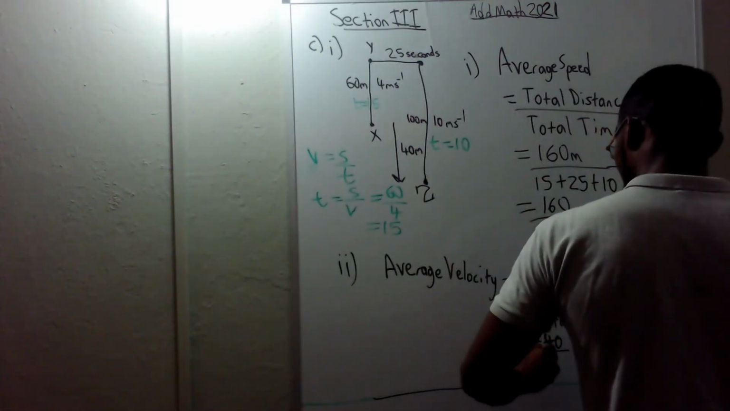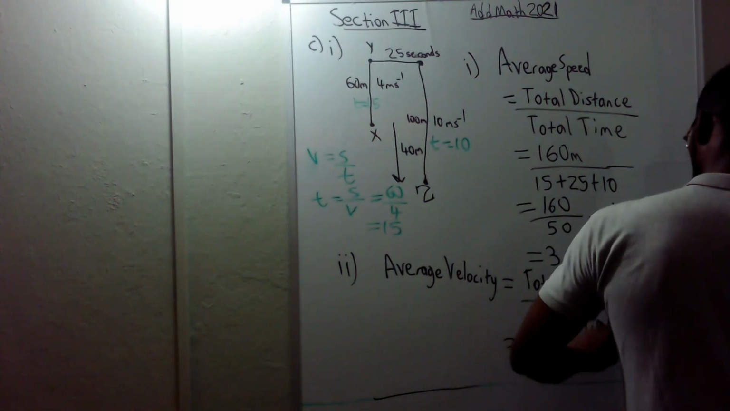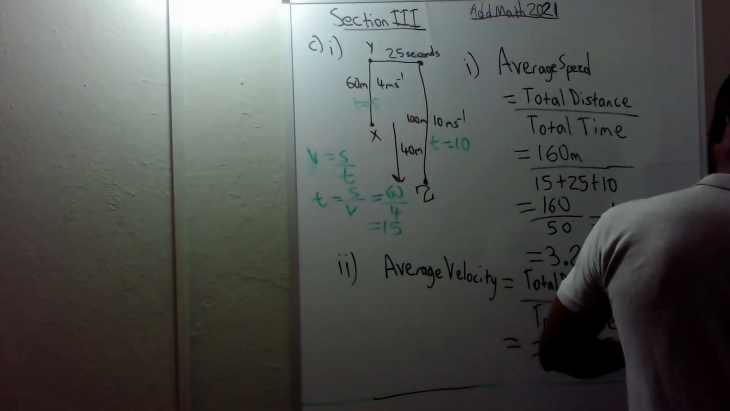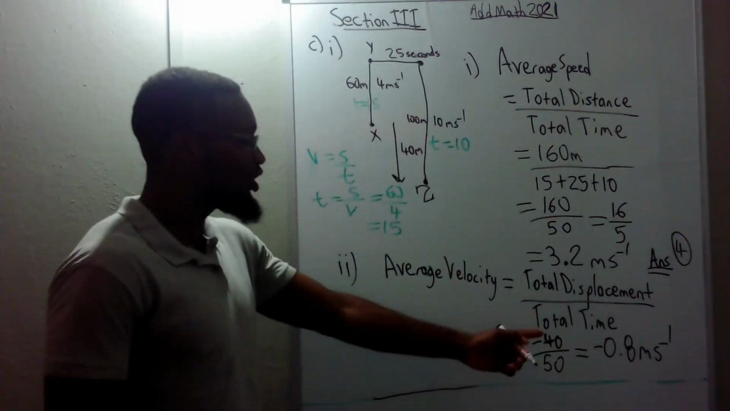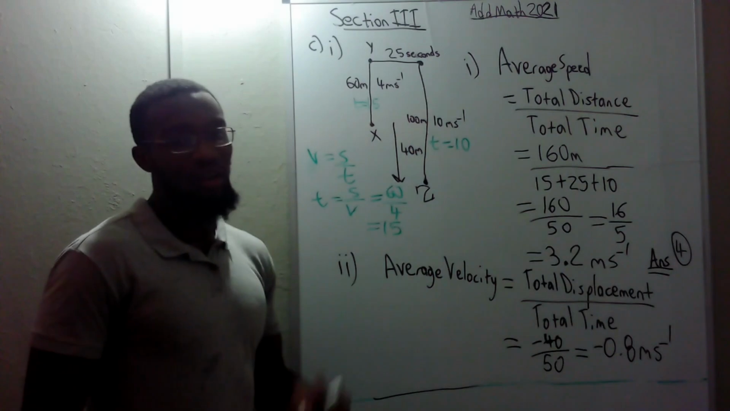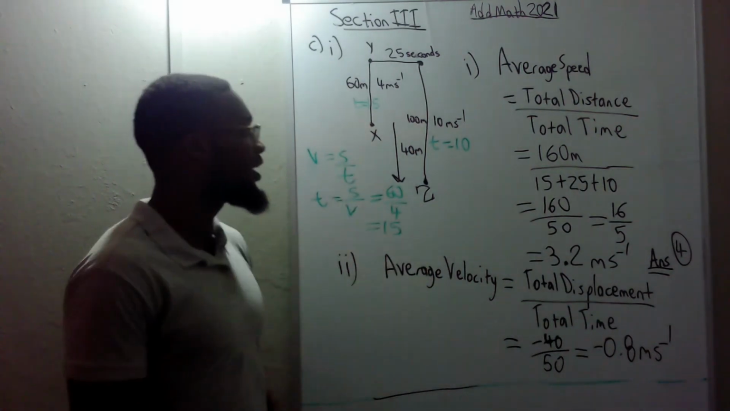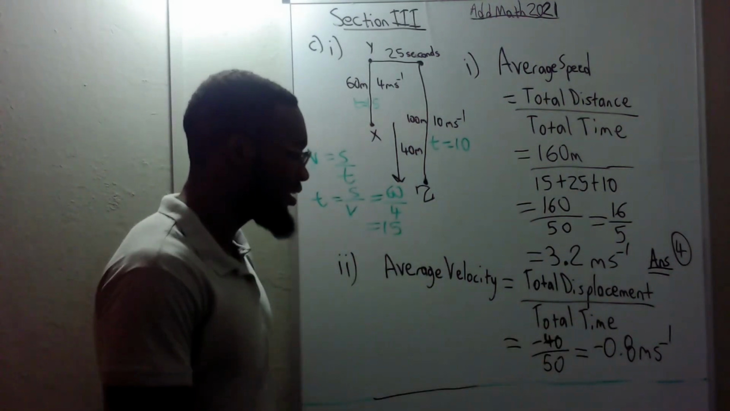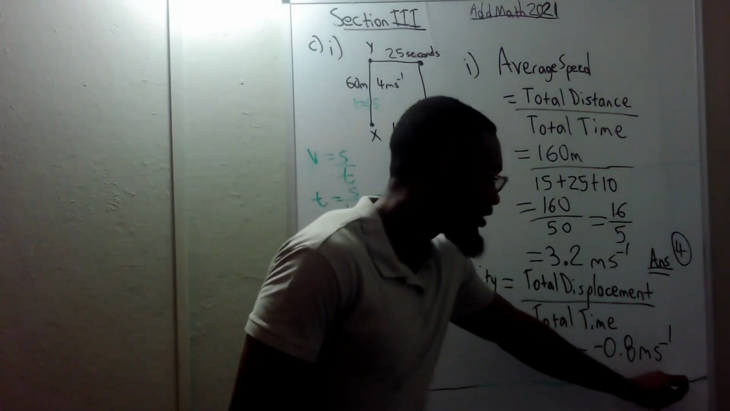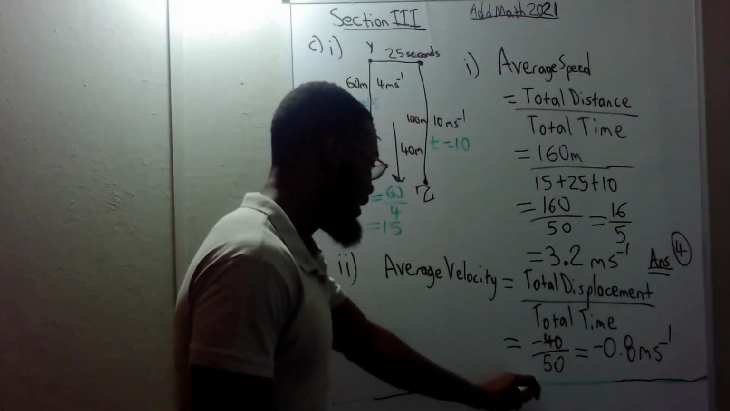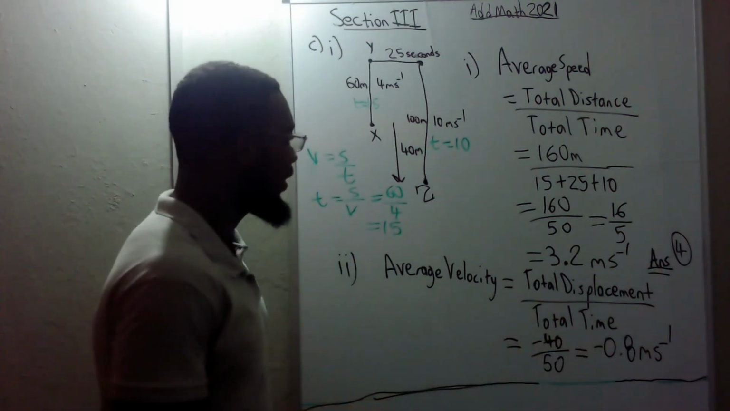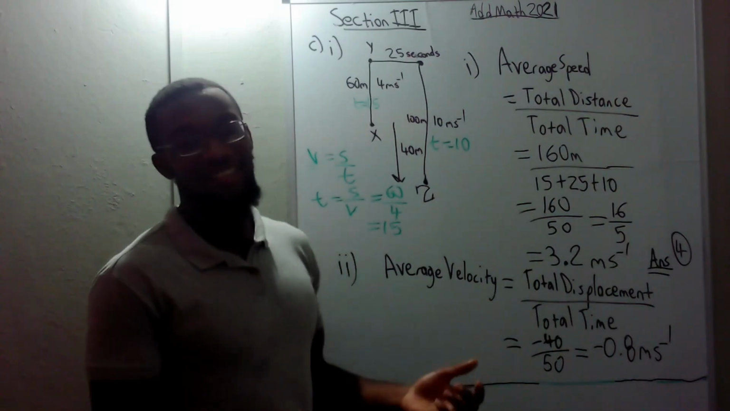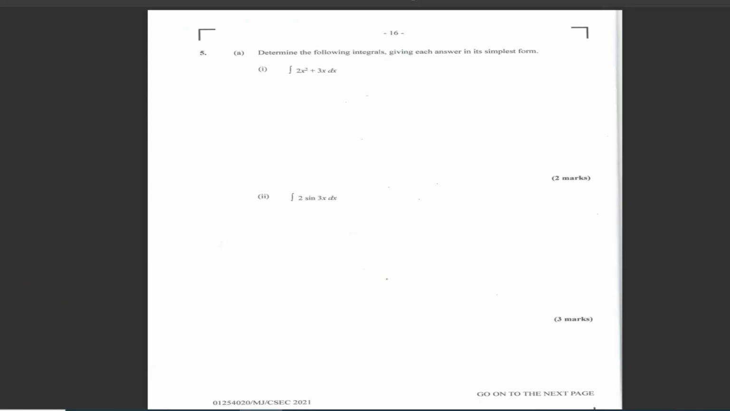So it's negative 40 over the total time 50, which is negative 0.8 meters per second. Now guys, the negative 0.8 just means that you pass back the origin. You pass back where you started. This just means that you're going in the reverse direction now. Alright? That's all that means right there. The negative just means you're going in the reverse direction.